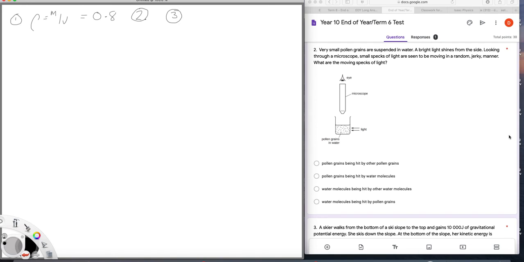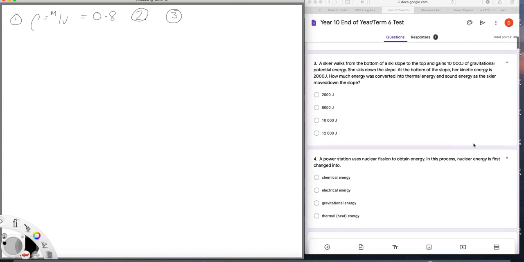Question 3. A skier walks from the bottom of a ski slope to the top and gains 10,000 joules of gravitational potential energy. She skis down the slope. At the bottom of the slope, her KE is 2,000 joules. How much energy was converted into thermal and sound? Well, it's the difference between the 10,000 GPE and the 2,000 KE, because there is still 10,000 joules in the system, but 8,000 of it has gone to thermal and sound, making up the total of 10. So the answer is 8,000 joules.